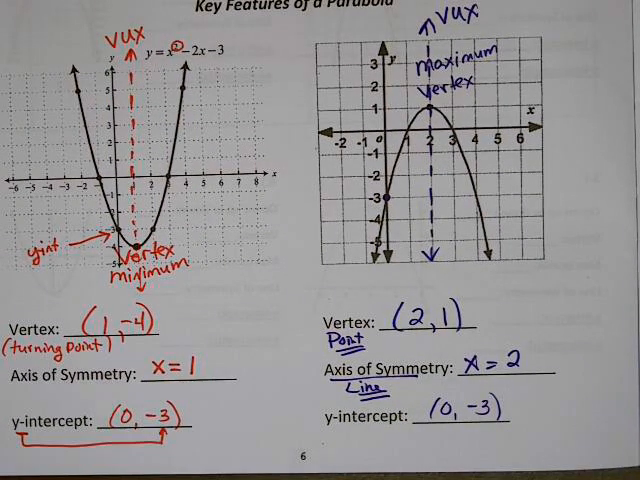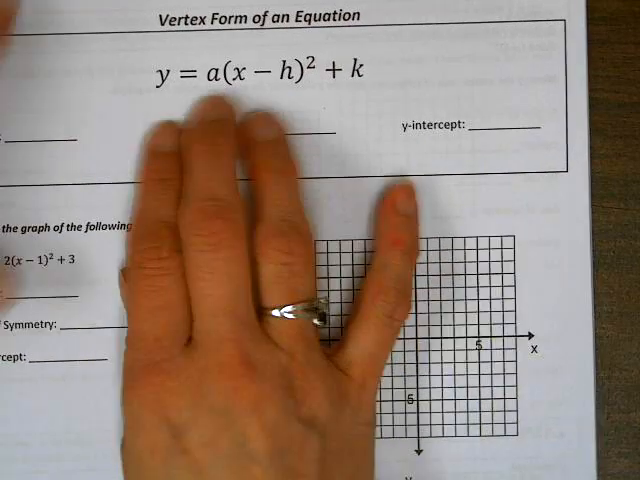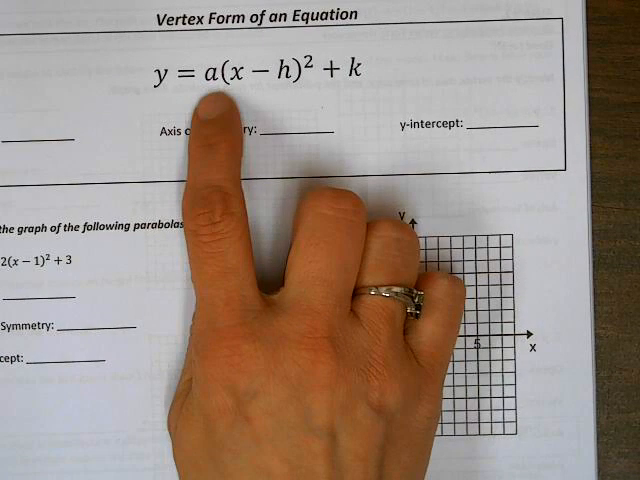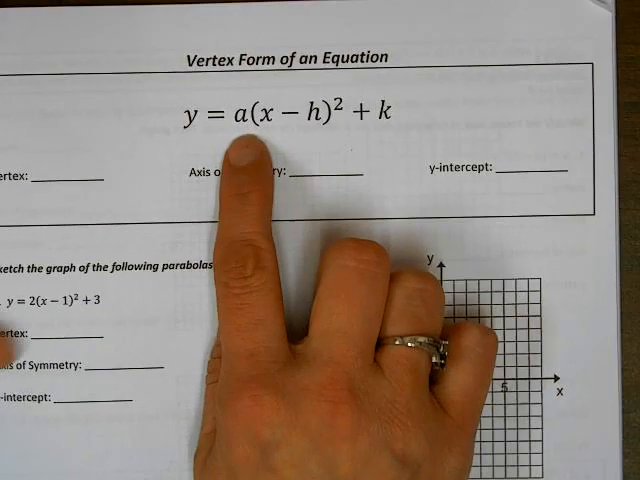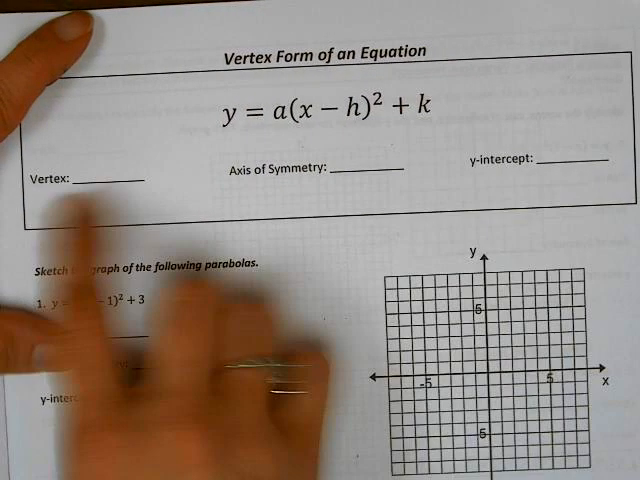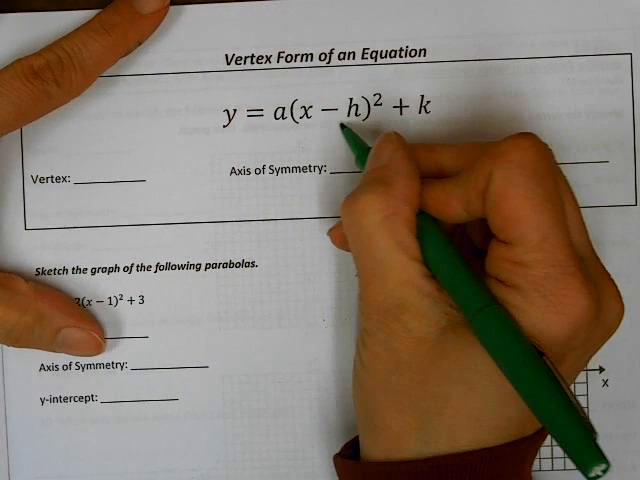All right. How do we graph in vertex form? So take a look at this. This is how the equation is going to be given to you in this form. Y equals a. There's going to be a number there. X minus h, quantity squared plus k. So where is the vertex? The vertex is going to be right here.